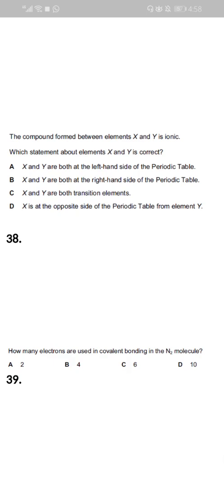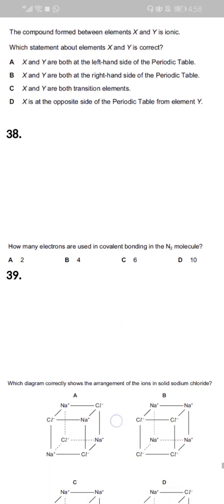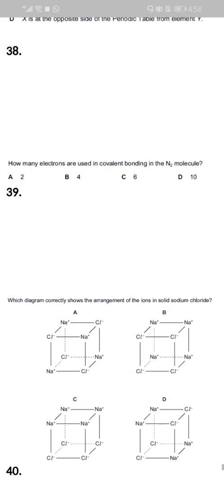38. How many electrons are used in covalent bonding in a nitrogen molecule? How many electrons are used in covalent bonding? There are 6 electrons because they have 3 shared pairs of electrons. Each shared pair consists of 2 electrons, so nitrogen has 6 electrons which are used in covalent bonding.